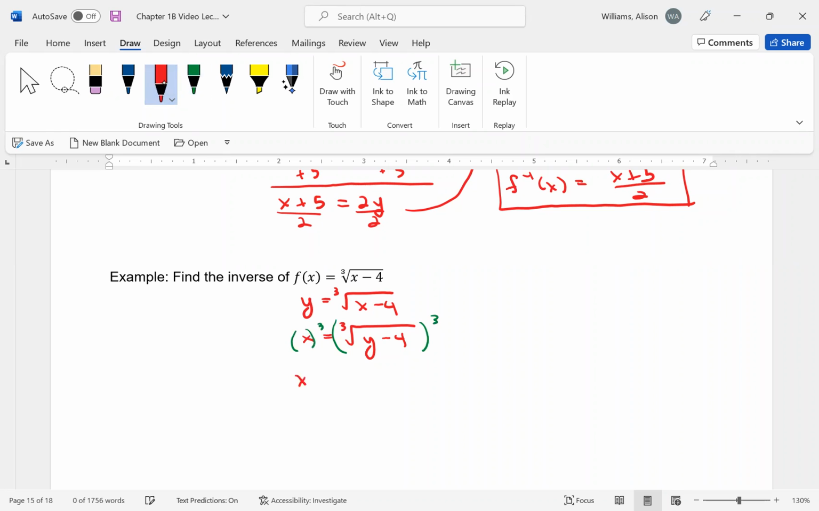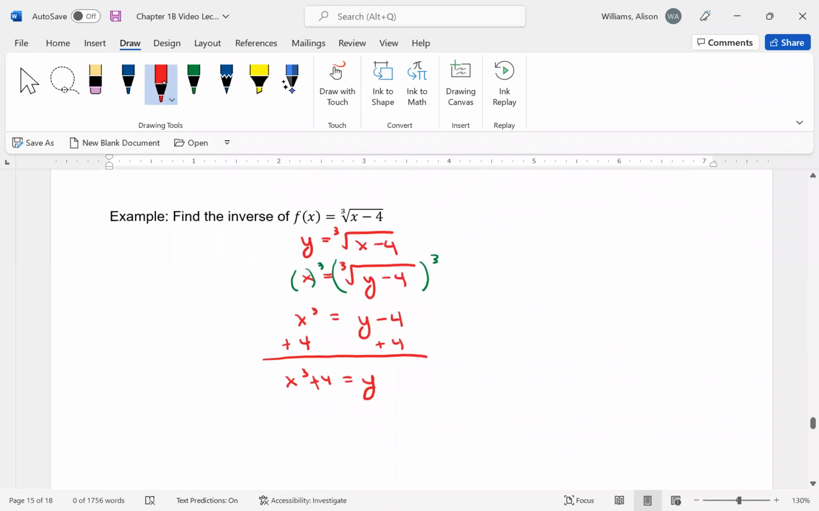So that's going to be x cubed equals, so that becomes just y minus 4. I'm going to add 4 to both sides. So that's x cubed plus 4 equals y. Okay, so now I'm going to make this f inverse in here. I'm going to also reverse it while I'm doing that. I like it written with the f inverse on the left. So x cubed plus 4.